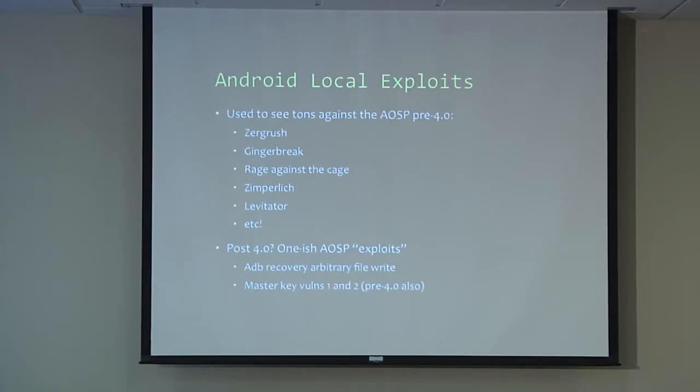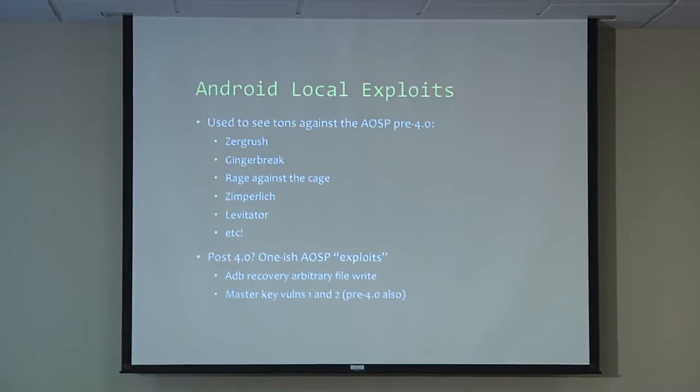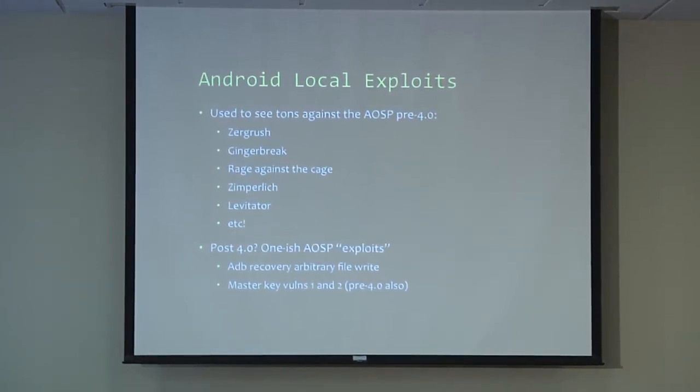We saw the ADB recovery arbitrary file write vulnerability that could be leveraged to give you root. And then we saw master key vulnerabilities 1 and 2, but I'm not really counting those because those really affected the whole source tree, like pre-2.0, right? It was a vulnerability that went way before 4.0. So really one universal AOSP-responsible piece of code root that we've seen.